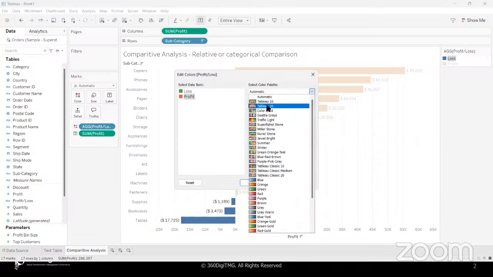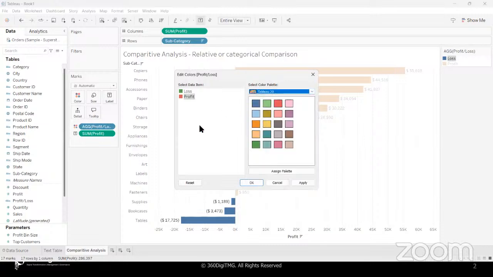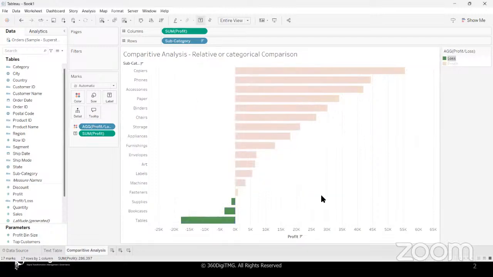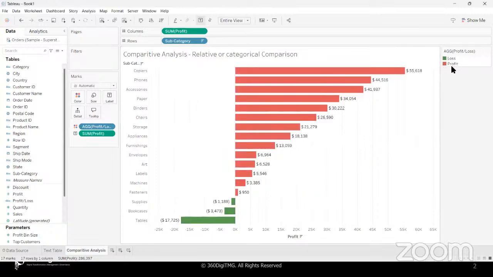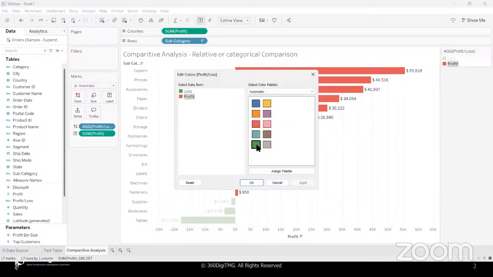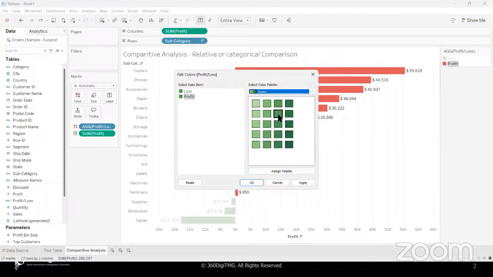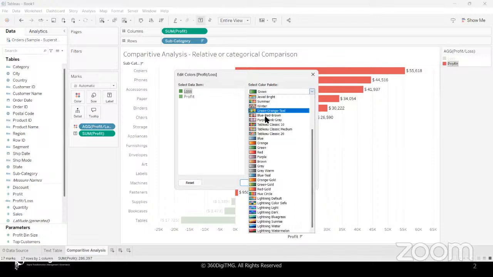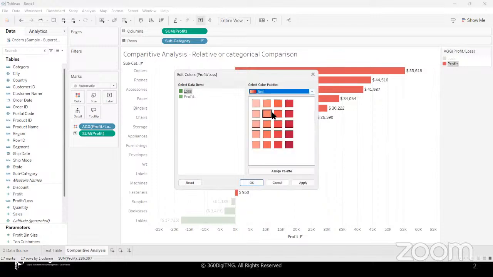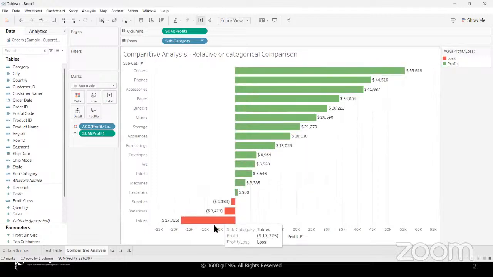Okay. So we have different color palettes. A lot of color palettes are there from where we can choose the color. Sorry, I made a mistake. Profit we will indicate in green. Maybe I'll take this shade. And loss, I will indicate in red shade. Okay, so profitable ones and loss-making ones. So like this, you can present it beautifully.